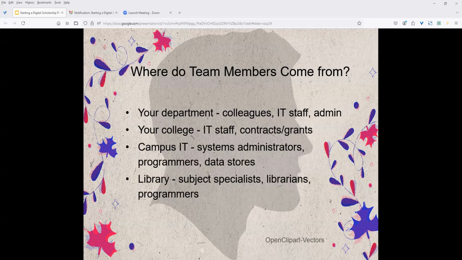So where do you find your team members? You can find them anywhere. They could be in your department, your colleagues, the IT staff, administration, your college, contracts, the grants office, for example. You have campus IT, the systems administrators, programmers, data stores. It's worth having conversations with a lot of people around your campus. Library, subject specialists, librarians. Hey, how you doing? Programmers. We have lots of people who could possibly help who have specialized knowledge and a background. So you really want to be imaginative and see who you can reach out to.